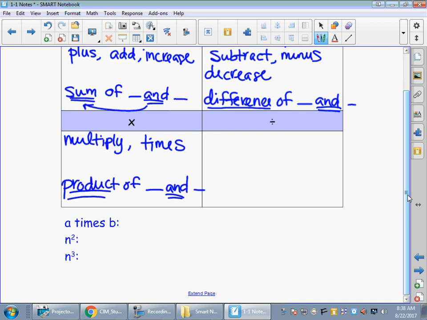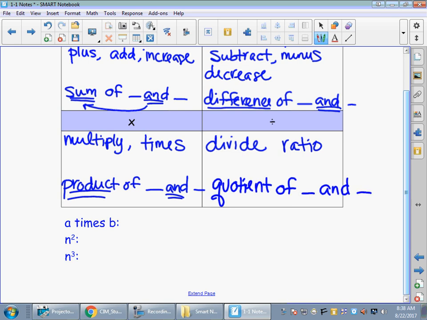And then the little dash with the two dots above it implies division. So if it's multiply, it's divide. There's not a whole lot you can say with that. You can also say ratio of. Ratio implies that you're going to divide, anything with a fraction. And the answer to it is quotient. So the quotient of some number and another number implies that they want you to divide those two numbers.